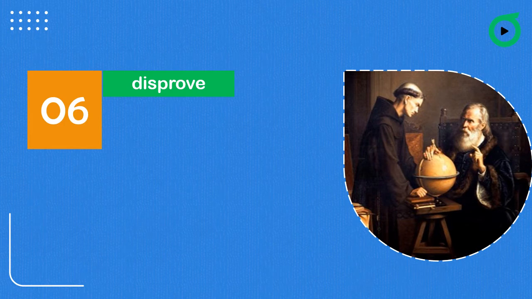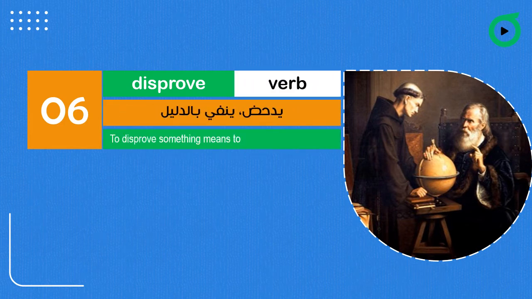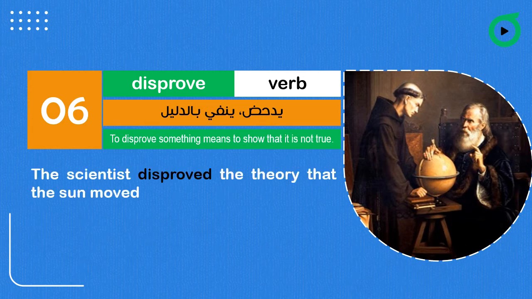Disprove. To disprove something means to show that it is not true. The scientist disproved the theory that the sun moved around the earth.